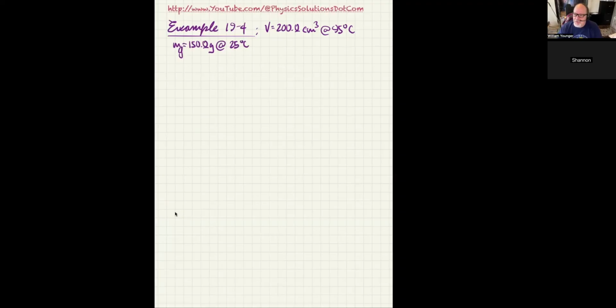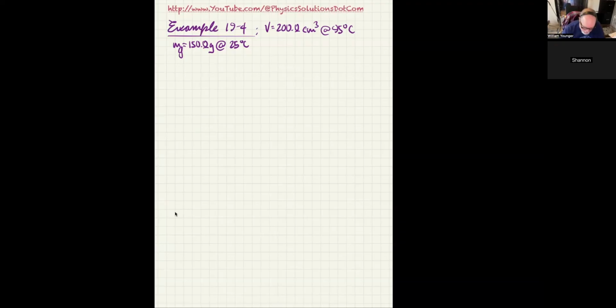So we basically are pouring 200 cubic centimeters of water because it's going to act like water. We know the density of water is 1 gram per cubic centimeter, so we can automatically say this is going to be 200 grams of water at 95 degrees Celsius. And we're going to put that in contact with 150 grams of glass at 25 degrees Celsius, and we want to find out what the equilibrium temperature is.